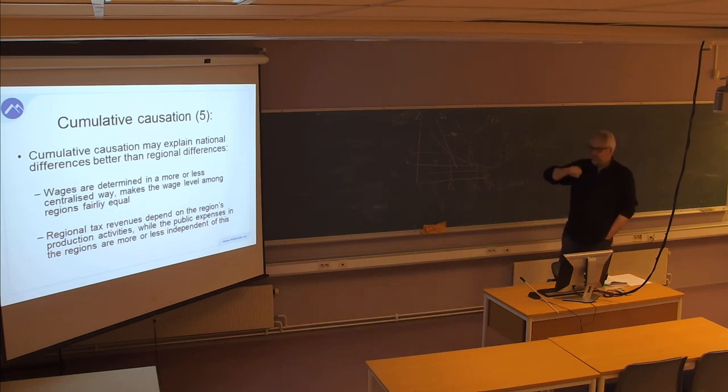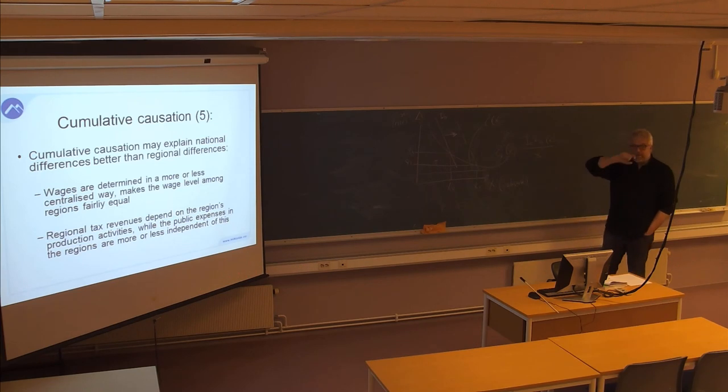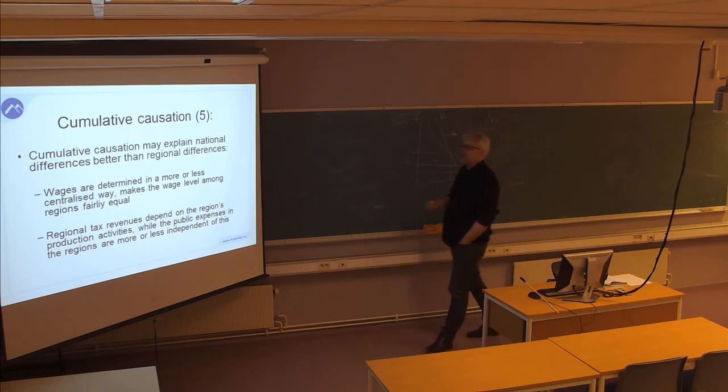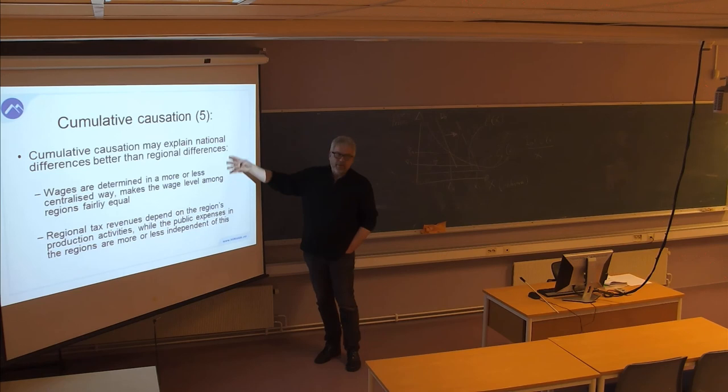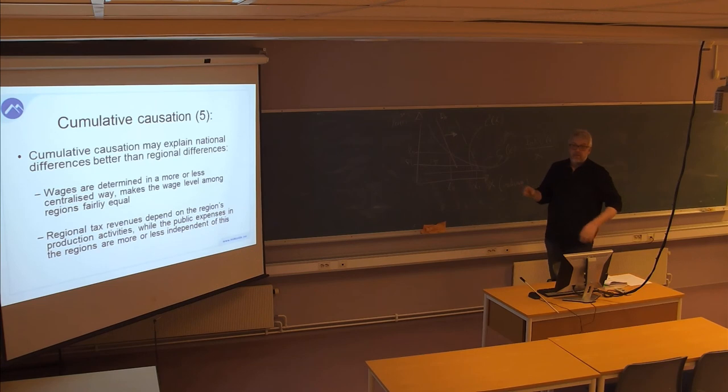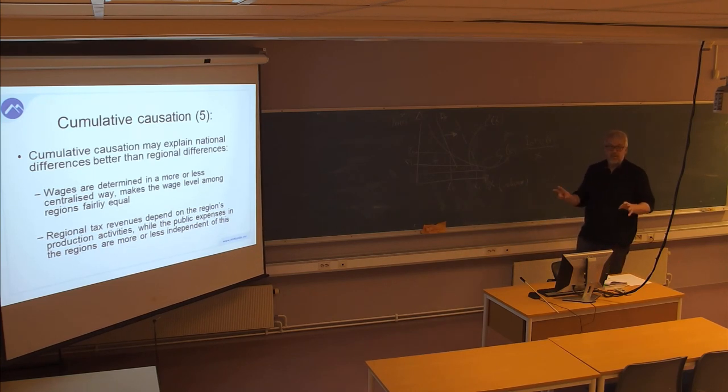Cumulative causation. These self-reinforcing effects, productivity effects, self-reinforced effects from increased capital accumulation may explain national differences better than regional differences because of the rigidities that I was talking about, taxation systems and the wage system. You may have the stabilizers, equity policies, and so on, established on the national level, but those policies may differ between countries. That's why national differences are stronger than differences within countries. If we then talk about countries that have such stabilizers established.